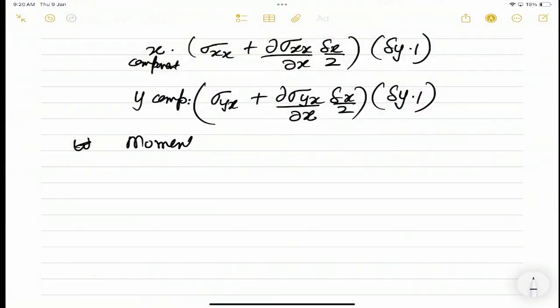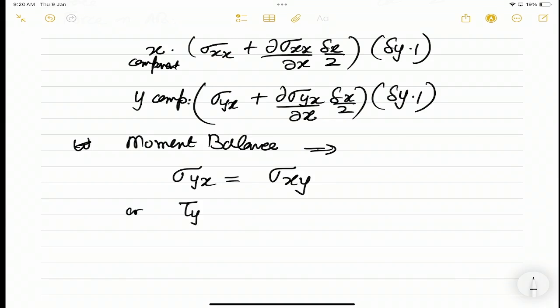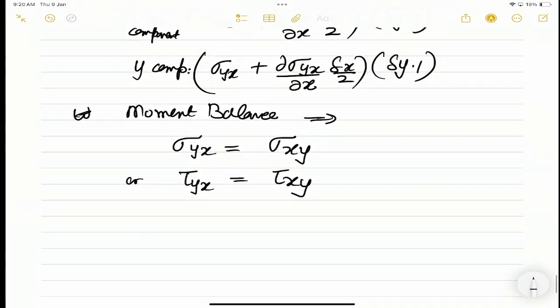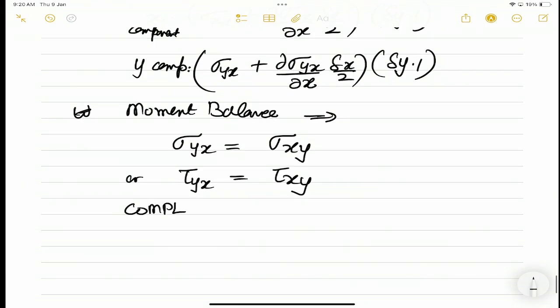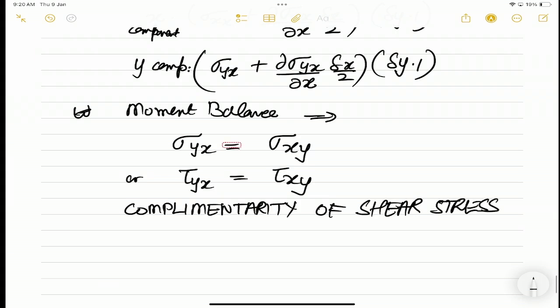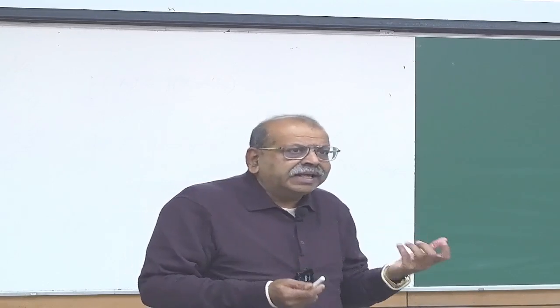So therefore, a moment balance will imply sigma yx is equal to sigma xy, and this is what we call the complementary shear stress relation. And this is valid for any material, because in doing this we have not made any assumptions.